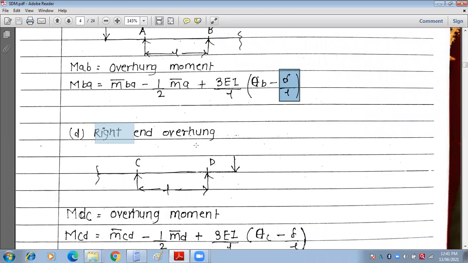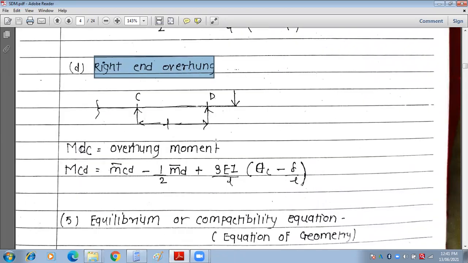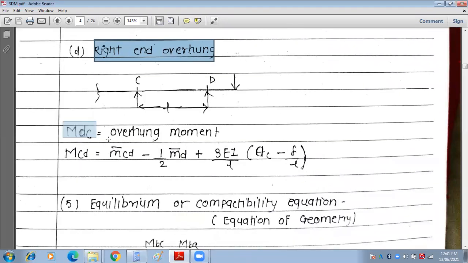Right end having the overhang. For this situation, moment DC is nothing but the overhanging moment, and for the moment CD, the fixed end moment CD minus 1 half moment at D, and this moment is nothing but this overhang moment plus 3 EI upon L into bracket theta C minus delta upon L. Again this term is 0 if sinking of support is not provided.